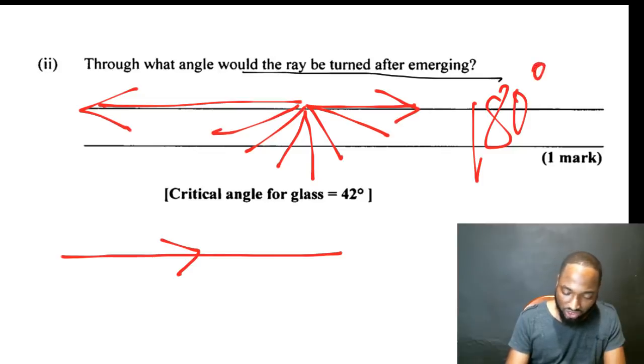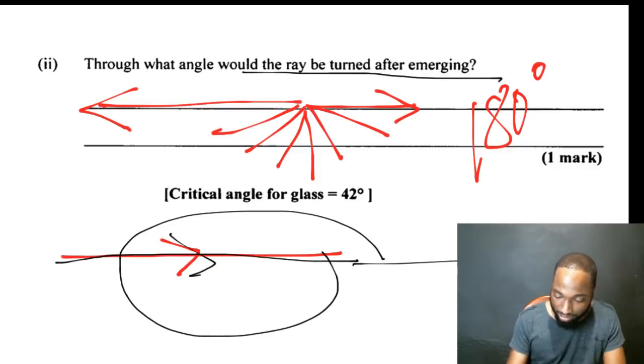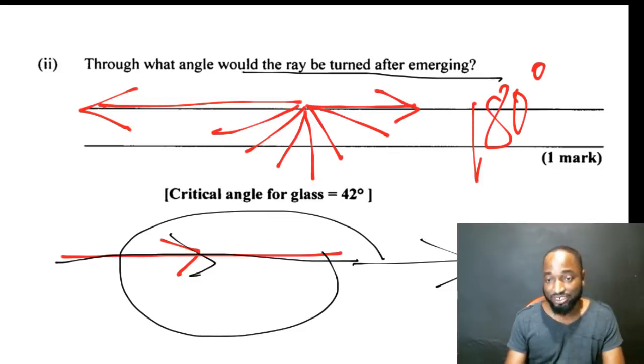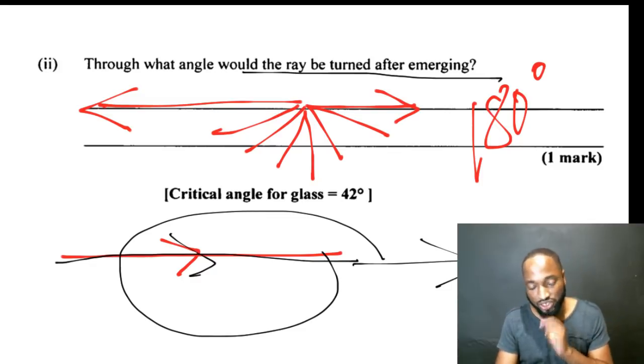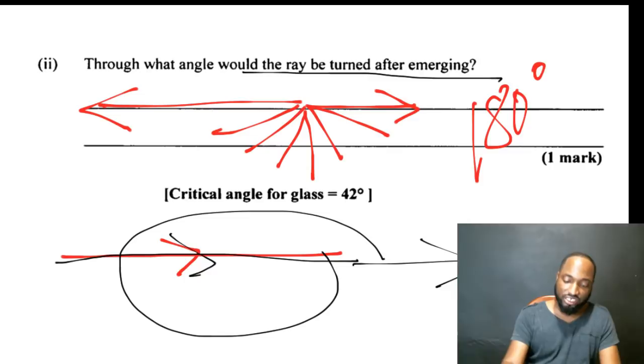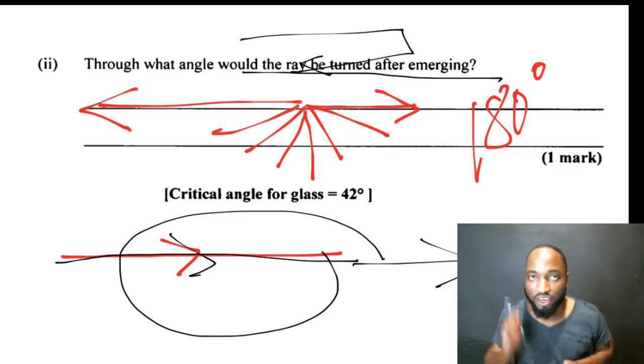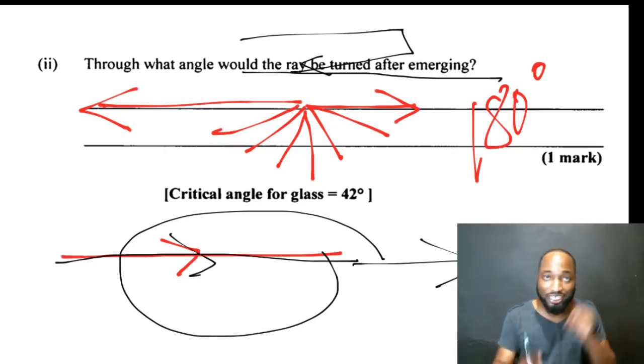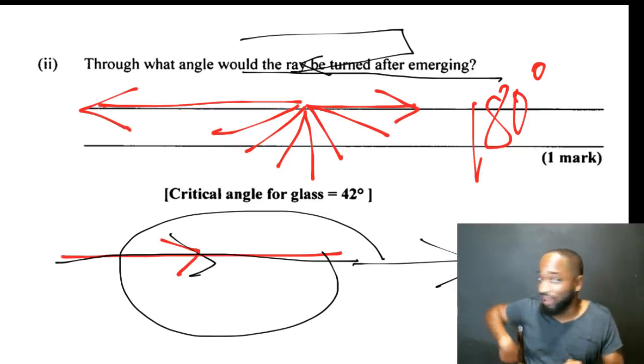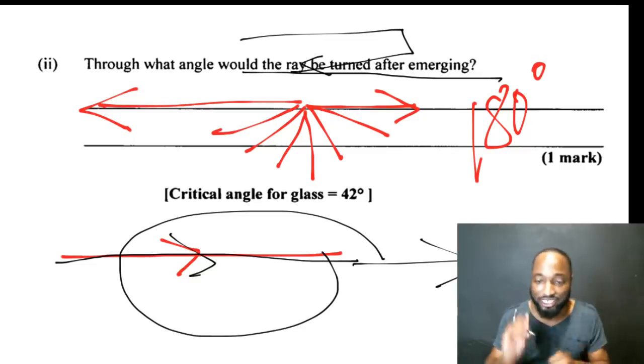Now for those who think 360, I understand where you're coming from. But to turn 360, you would have to turn all the way around and end up going back in the same direction again. If you're walking this way and then you're walking that way now, you made 180, not 360. Cool.